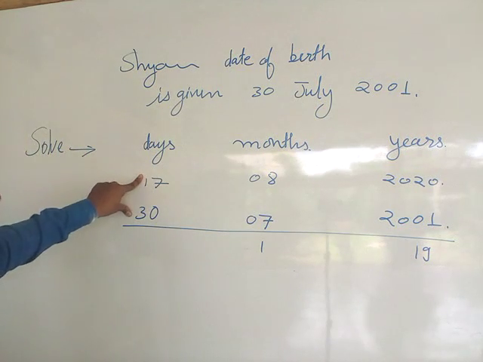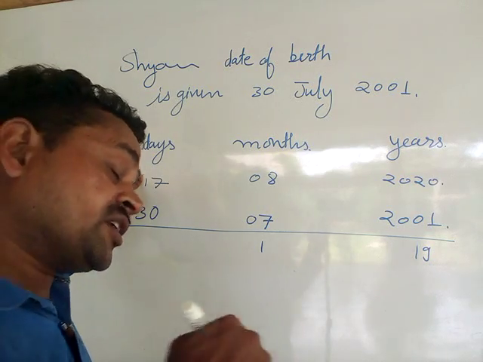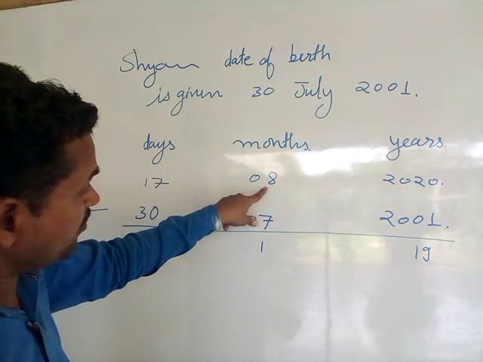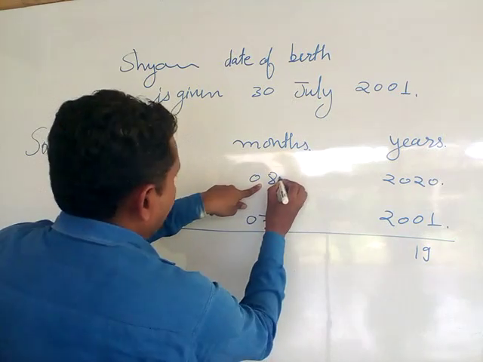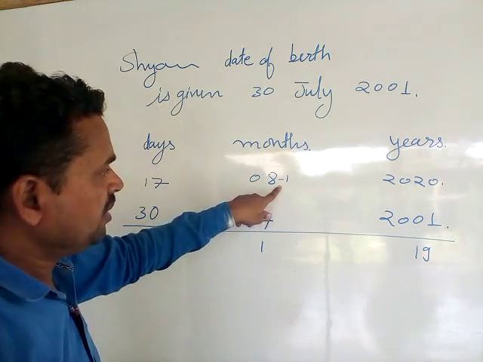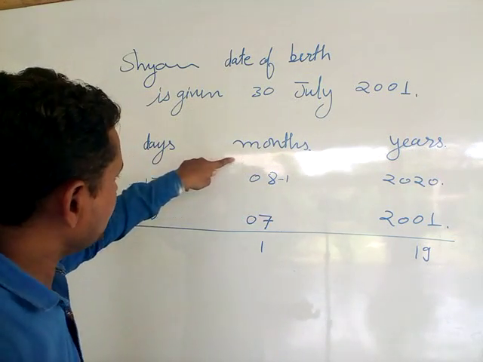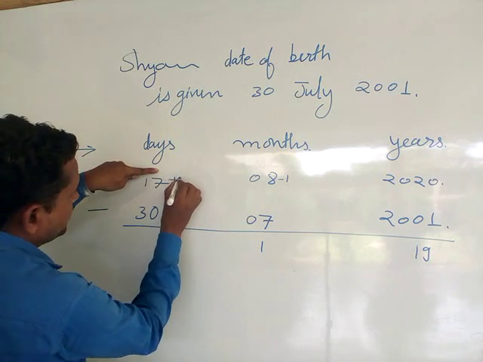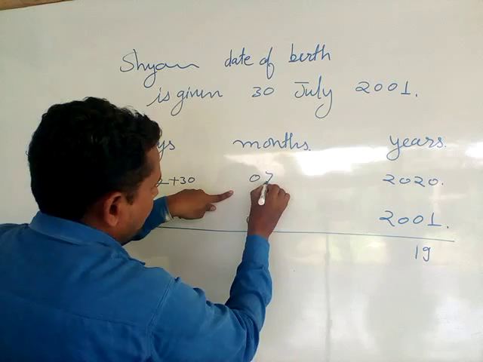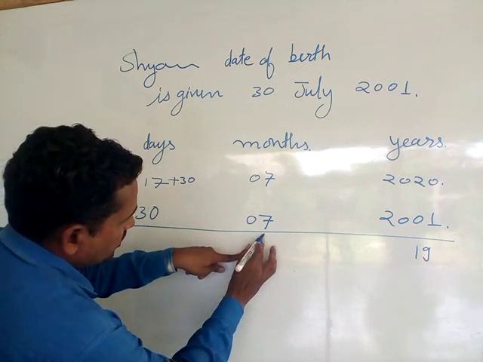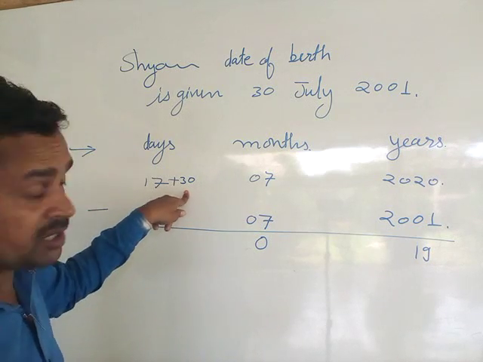But you cannot deduct 30 from 17. This is the main problem for the students. In this case, you can deduct 1 month from here. If 1 month is equal to 30 days, you can take these 30 days and put them here. So here will be 7, and here will be 0, and 17 plus 30 is equal to 47.